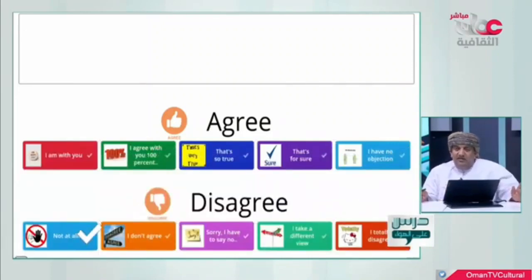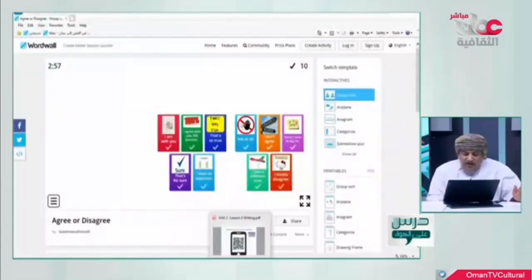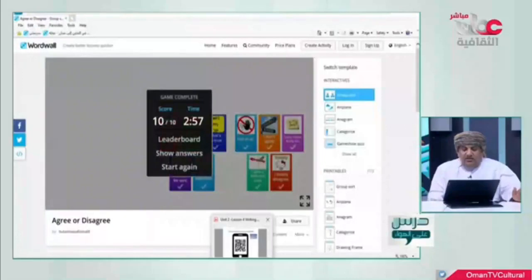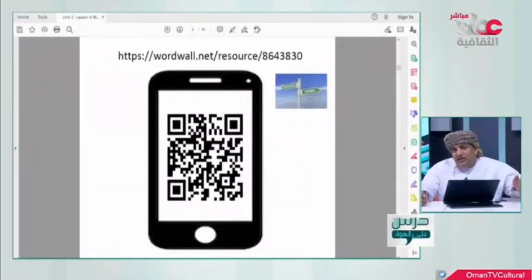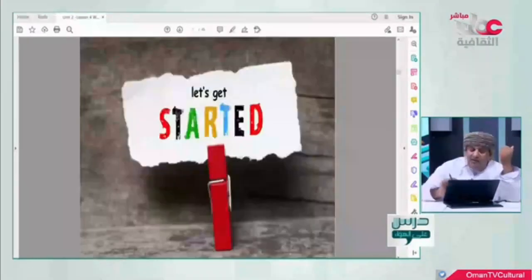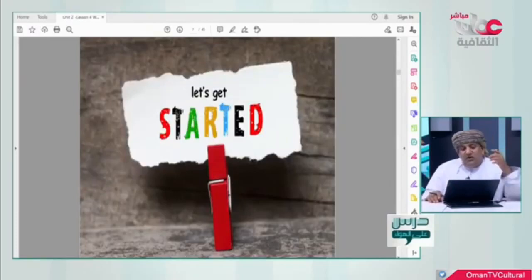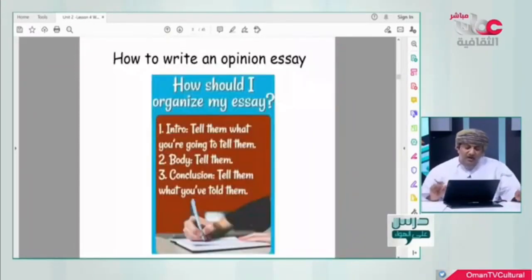All of our answers are correct. So this is what we have learned last week about agreeing and disagreeing. This is the speaking task. So we are going now for the writing. Today is the writing lesson. So let's get started with our lesson.